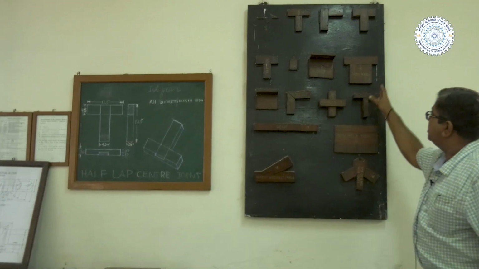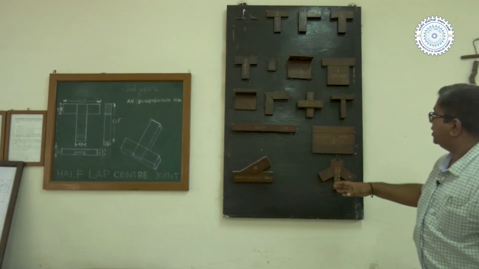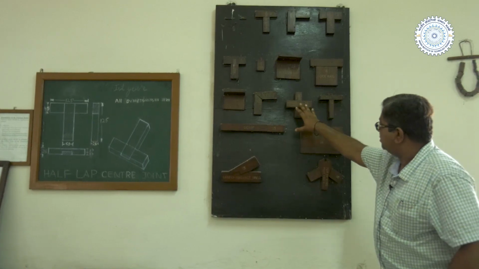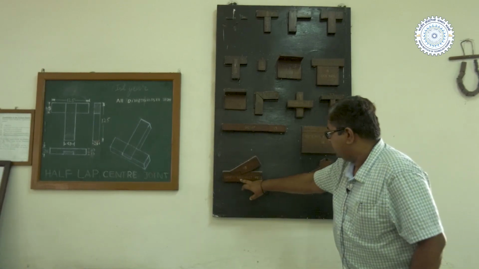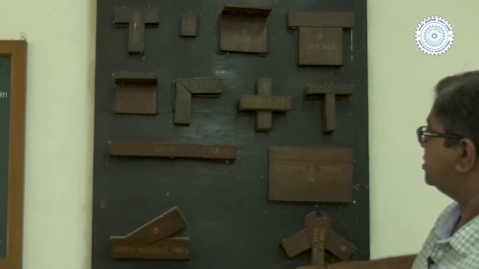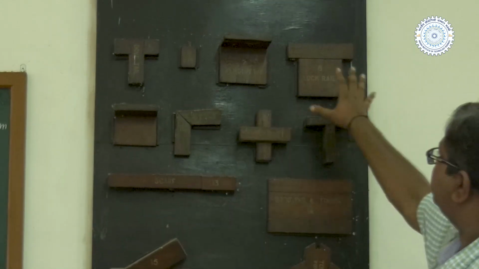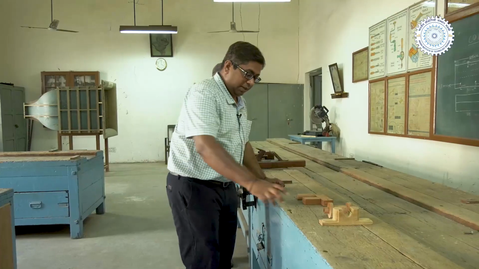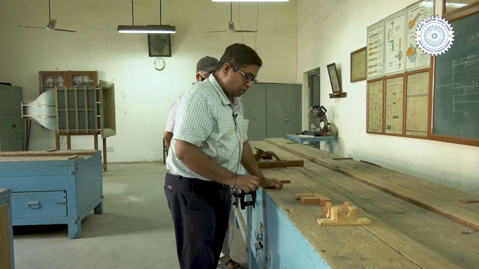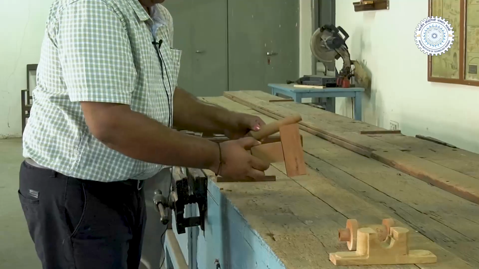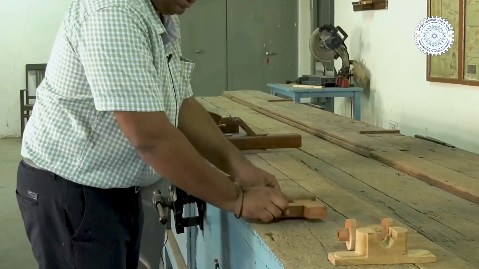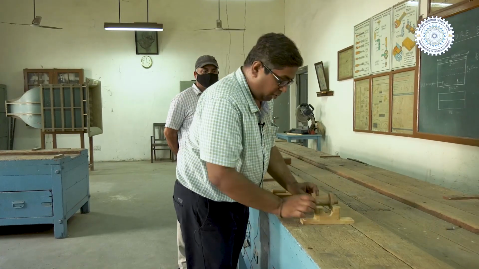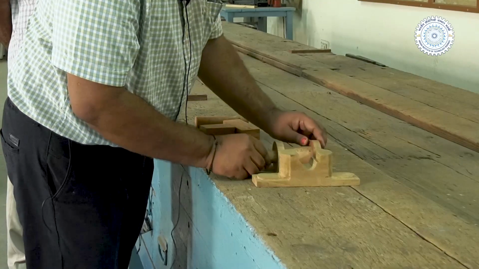Here you can see various jobs which can be produced in this shop. You have various T joints, then king post truss, scarf. You can produce various types of jobs in this carpentry shop. So you can look at these two jobs. These are to be produced by the first year students. These are to be done by second year students, plummer block and this.